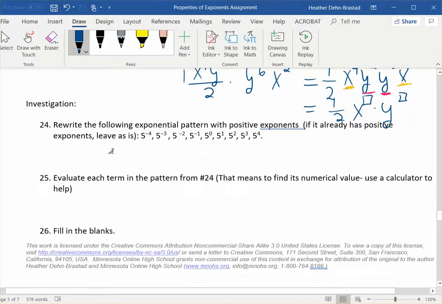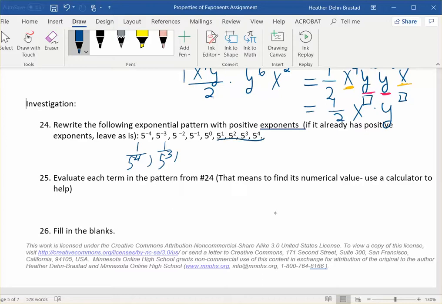Okay, then we have another investigation. We're going to rewrite the following exponential pattern with positive exponents. If it's already positive, leave as it is. So it's only these first ones that we would have to rewrite. So 5 to the negative 4th is the same as 1 over 5 to the 4th, and so on. So this is all this means. And these ones you would just leave as they are. 5 to the 0 power is equal to 1, so you might want to write that.